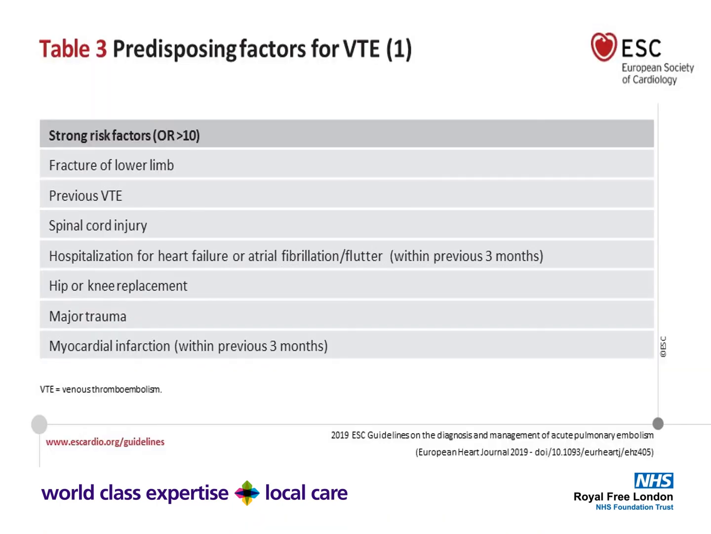So let's look at the predisposing factors for venous thromboembolism. The strong risk factors with an odds ratio of greater than 10 include fracture of lower limbs, previous VTE, spinal cord injury, hence the immobility, hospitalization for heart failure or atrial fibrillation or flutter, hip and knee replacements, major trauma, and myocardial infarction. And it's worth noting now that a lot of orthopedic surgeons, in order to reduce orthopedic operation associated VTE, will now give low molecular weight heparin or apixaban at low dose prior to and after surgery to prevent VTE, especially after major joint replacements.